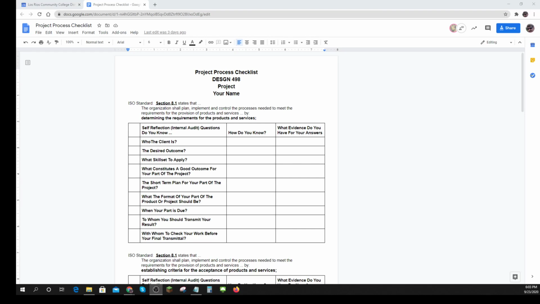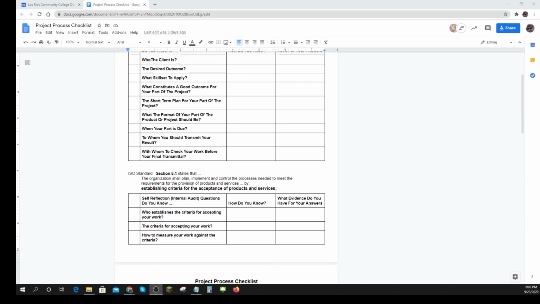Okay, let's go over your Design 498 work for this week for ISO. We've gone over Section 8.1, determining the requirements. You pretty much know how to do that now. You've been reporting on that very well. And we've talked about acceptance criteria and what they are and how you measure it. And I think you guys are doing pretty well on understanding those, maybe not on having evidence that you've recorded those things somewhere, but that's probably getting better as you go.